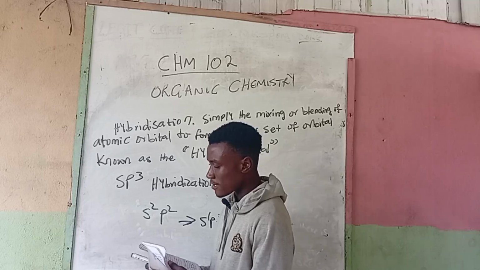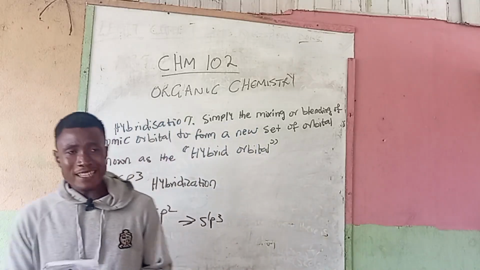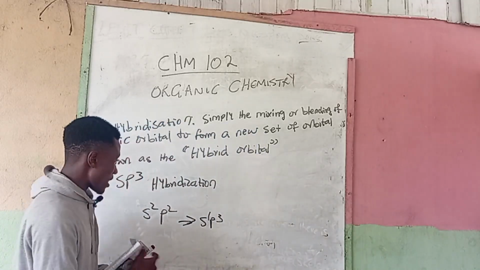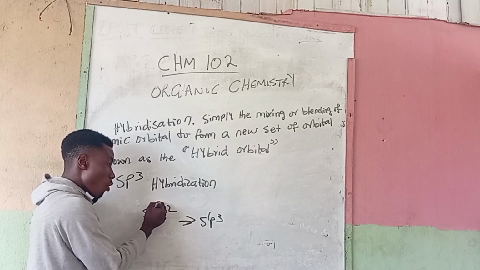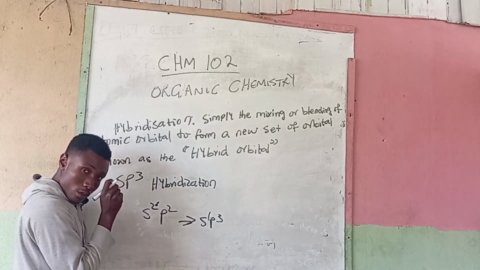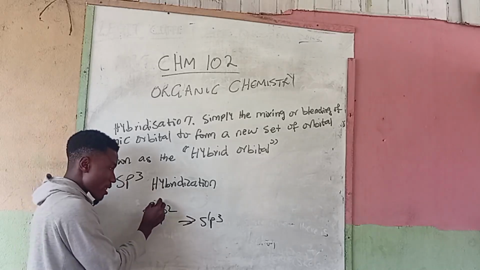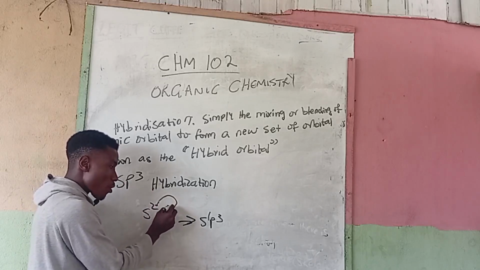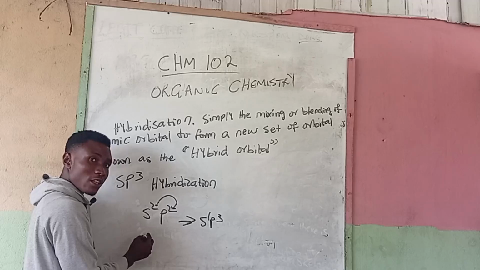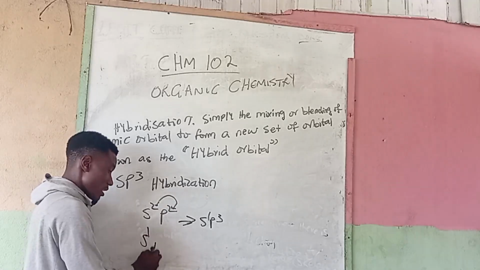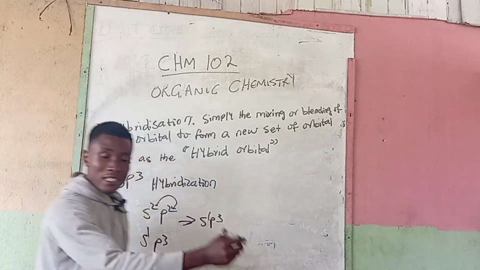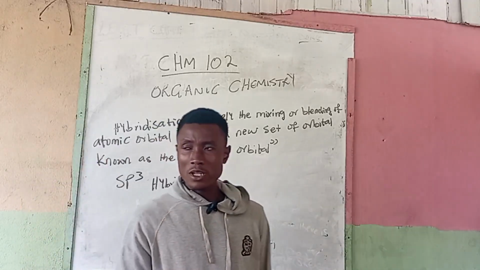Now the sp3 hybridization is formed when, during excitation, one electron from the s orbital jumps to the p orbital, making the s orbital have how many electrons? 1, right? And the p orbital having how many electrons? 3 electrons. That is the formation of the sp3 hybridization.